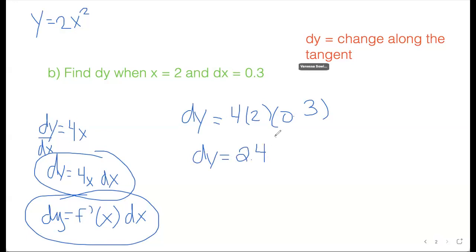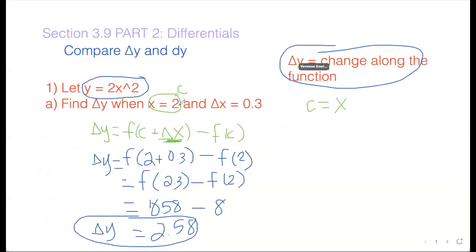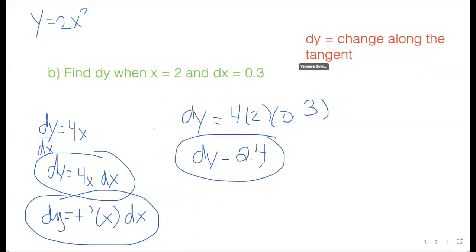Just to compare, on the previous page we used the same numbers. When we found the change along the function, we got 2.58. When we found the change along the tangent line, we got 2.4. So there is a difference of about 0.14. Remember that this is another way we're doing approximations, just like we did with the tangent line.